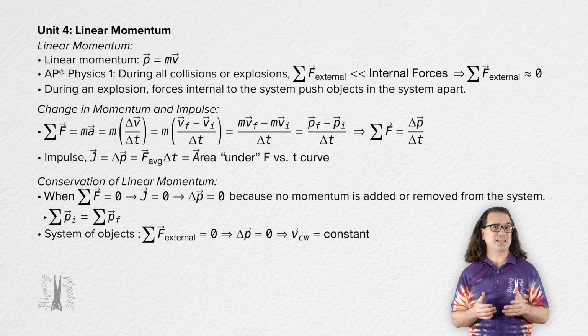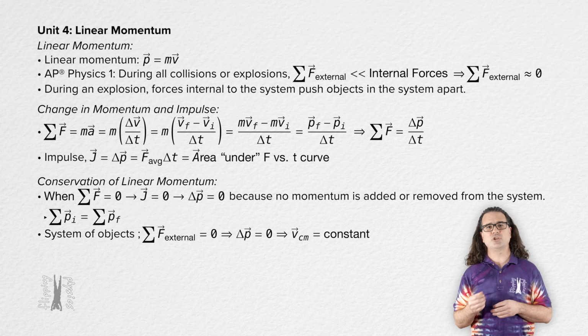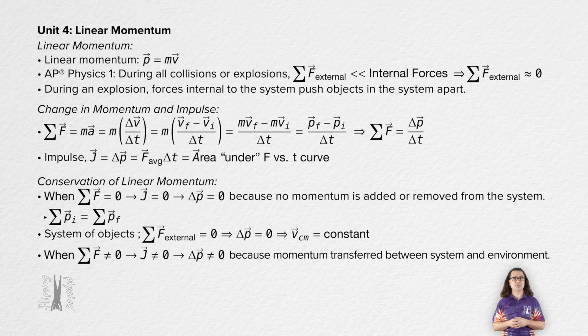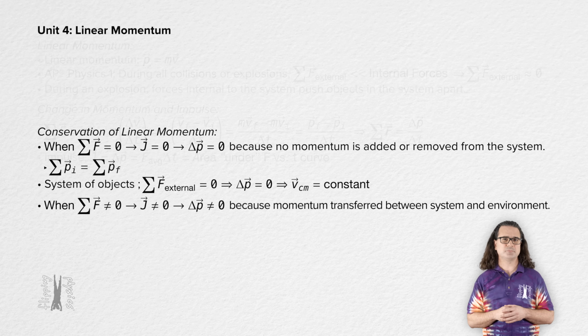If the net force acting on a system with several objects in it is zero, the velocity of the center of mass of the system is constant. This is because the change in momentum of the system is zero. When the net force on a system is non-zero, linear momentum does not remain constant because linear momentum is transferred between the system and the environment.